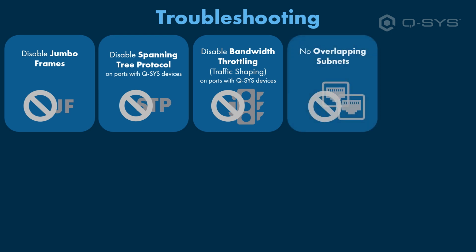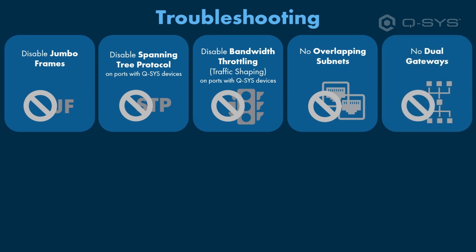Next, no overlapping subnets. So if you have multiple NICs on your core, make sure that each of those is configured within its own subnet range that does not overlap. Next up, no dual gateways. Make sure that the core has one output to the rest of the world. If it needs to find an IP address that is not findable within its own range, then it's going to look for a gateway to find something else. That gateway of last resort should be one option only, not multiple options.